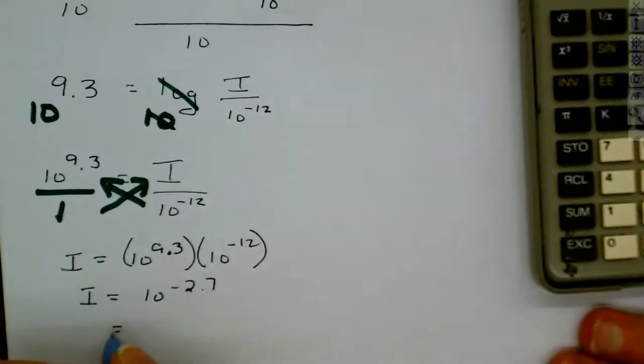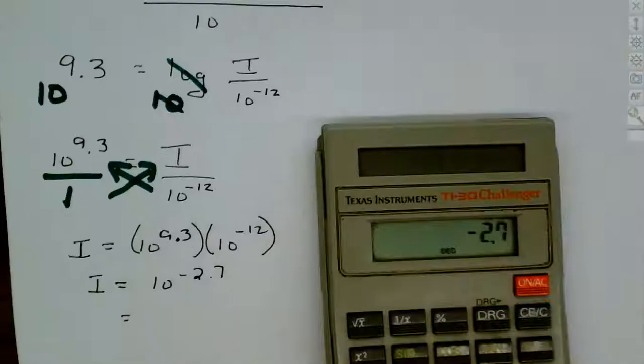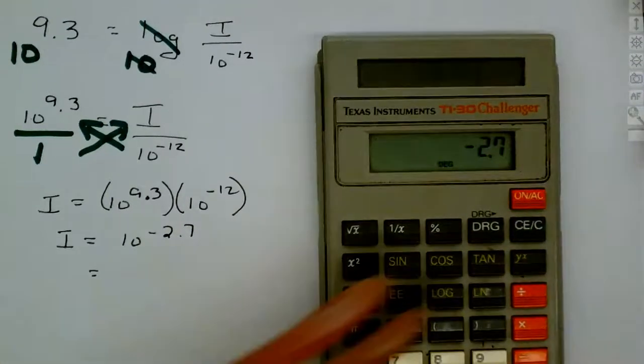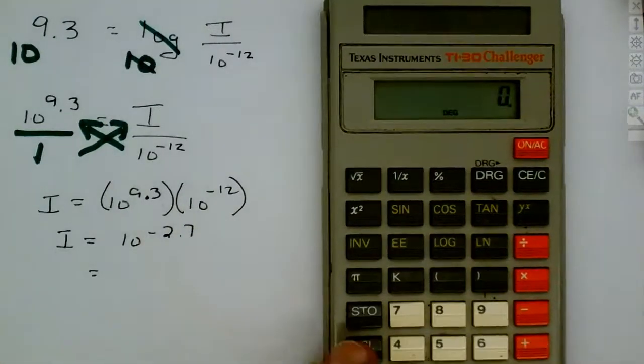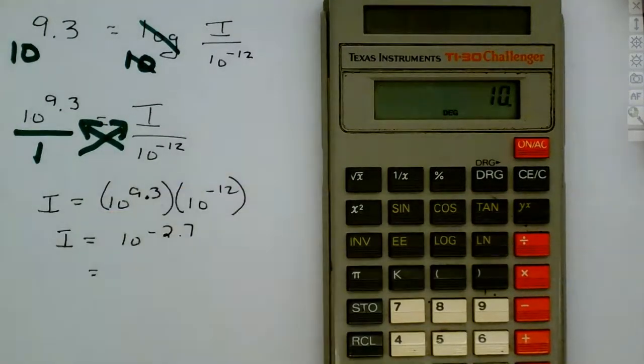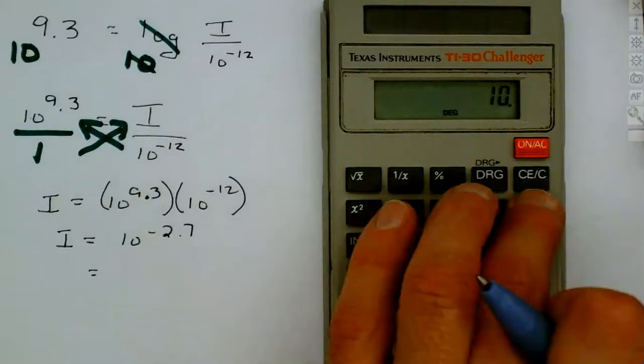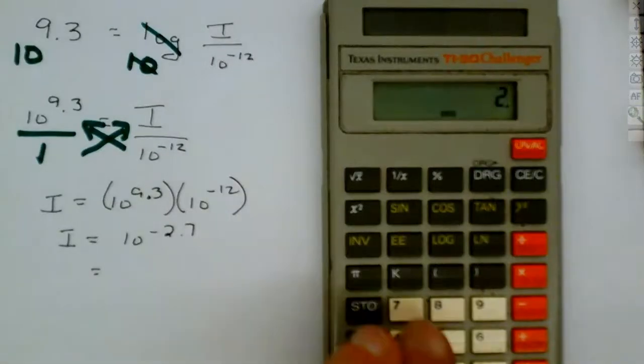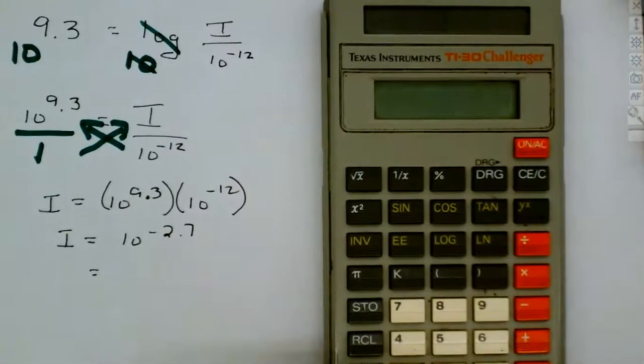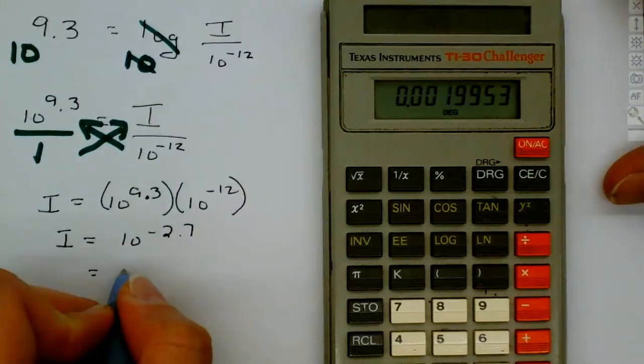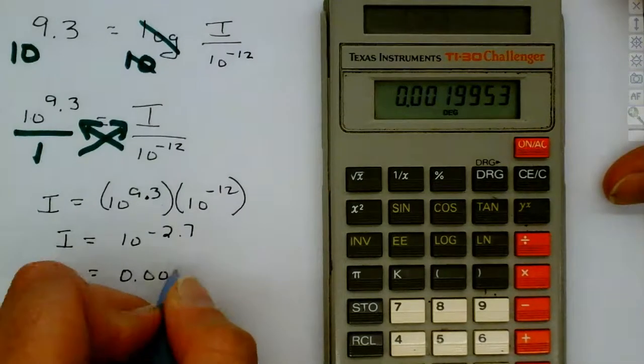And let's go ahead and get our answer in scientific notation. So that would then be 10, you either hit the caret key or the y to the x key, 2.7, and make sure you see that it's negative. And that comes out to be this, 0.001.